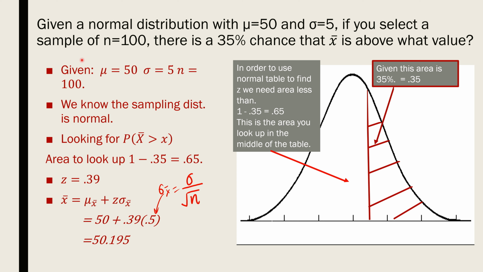Key information is still the same, and we know that the sampling distribution is normal. We are looking for x bar larger than some value, and the area to look up is 0.65. We can use the normal table to find the z-score here. The last step will be to convert the z-score to the sample mean x bar.